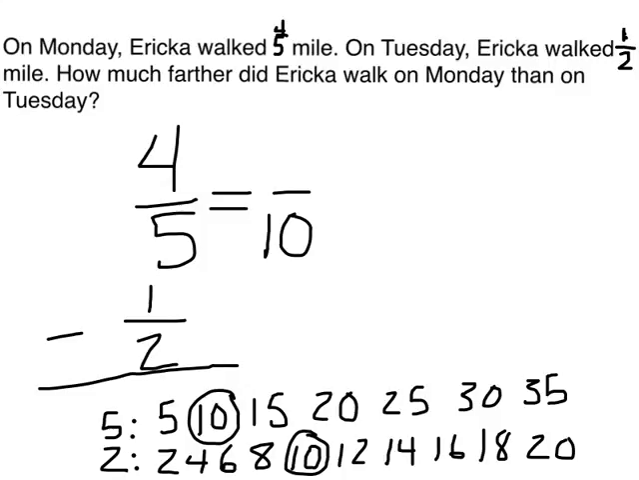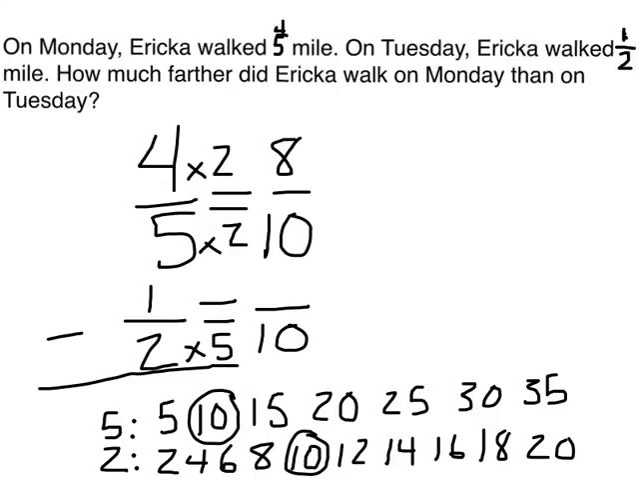Next, I would need to change both of these fractions so that they had a denominator of 10. When I change 4/5 so that the denominator is 10, what is the new numerator? Well, 5 times 2 is 10. 4 times 2 is 8. When I change 1/2 so that the denominator is 10, what is the new numerator? Well, 2 times 5 is 10. 1 times 5 is 5.